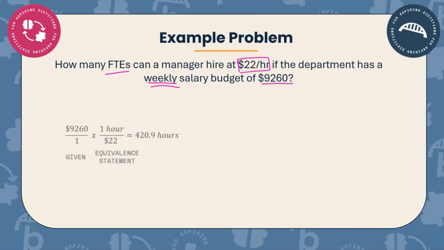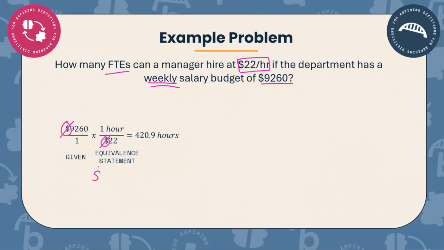So we can convert our weekly budget into hours. If we have $9,260 to spend each week on labor, and we pay our employees $22 an hour, make sure you're following your units. Dollars goes in the bottom so that dollars cancels out. 9,260 times 1 divided by 22 is 420.9 hours of work.